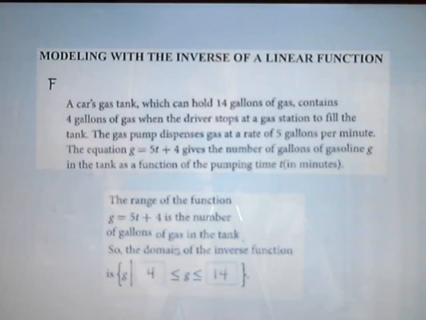So here's the domain of the inverse. This is the range of what he's got right now. He started out at 4 gallons and he can go to 14 gallons. That's how much, kind of like y values. But for the inverse, when we find the inverse of this function, that's the x values of this inverse we're going to get. So from 4 to 14, that's what we'll have.